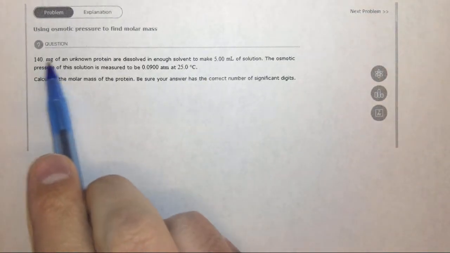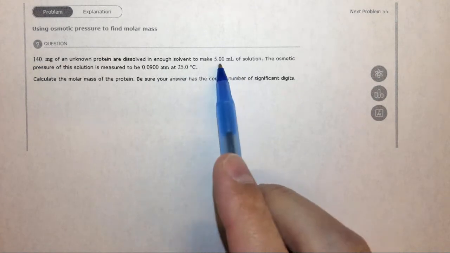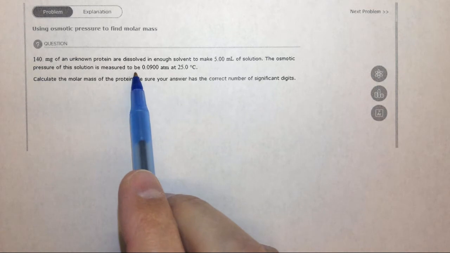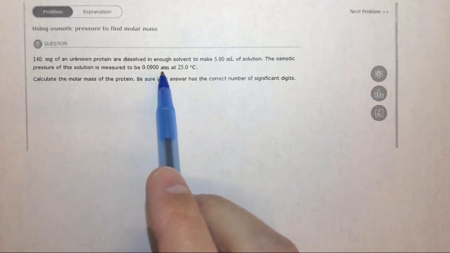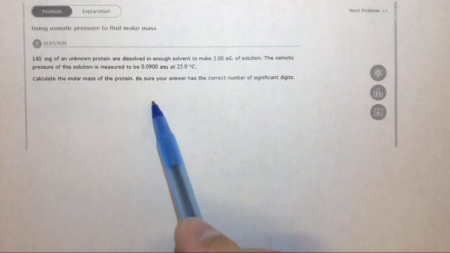This question says 140 milligrams of an unknown protein are dissolved in enough solvent to make 5 milliliters of solution. The osmotic pressure of the solution is measured to be 0.09 atmospheres at 25 degrees C, and then it asks us to calculate the molar mass of the protein.